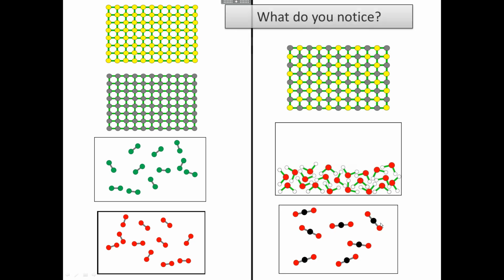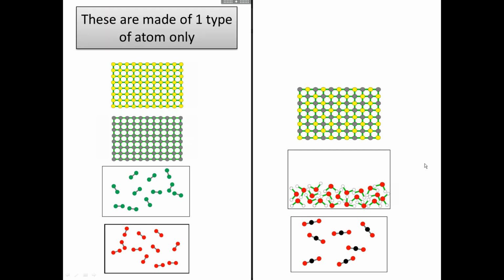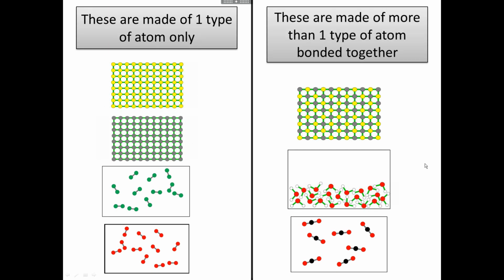So if we're going to classify them and sort them, we need to put them into two groups, elements and compounds. Which group is which? Have a think to yourself. Which is the elements, which is the compounds? On the left are the elements. They are all made of one type of atom. On the right are the compounds. They all have more than one type of atom bonded together. And in this way we can classify chemicals into elements and compounds.